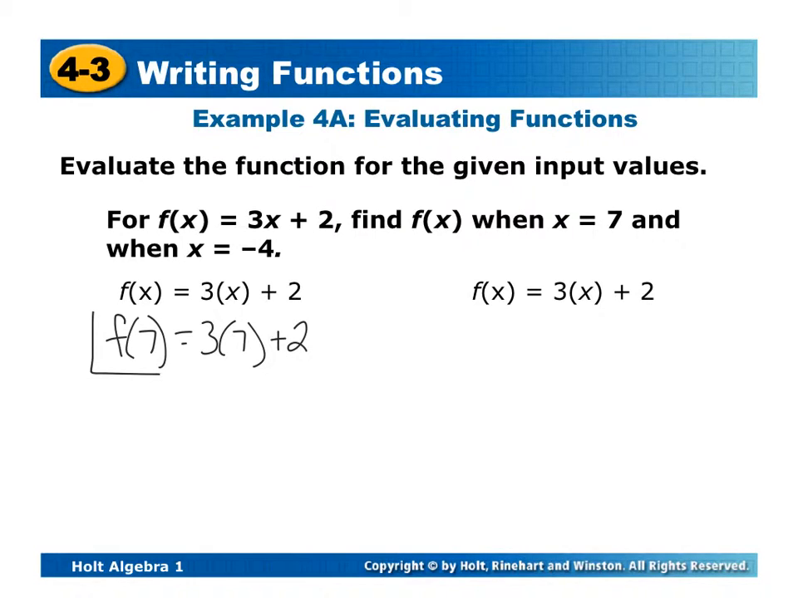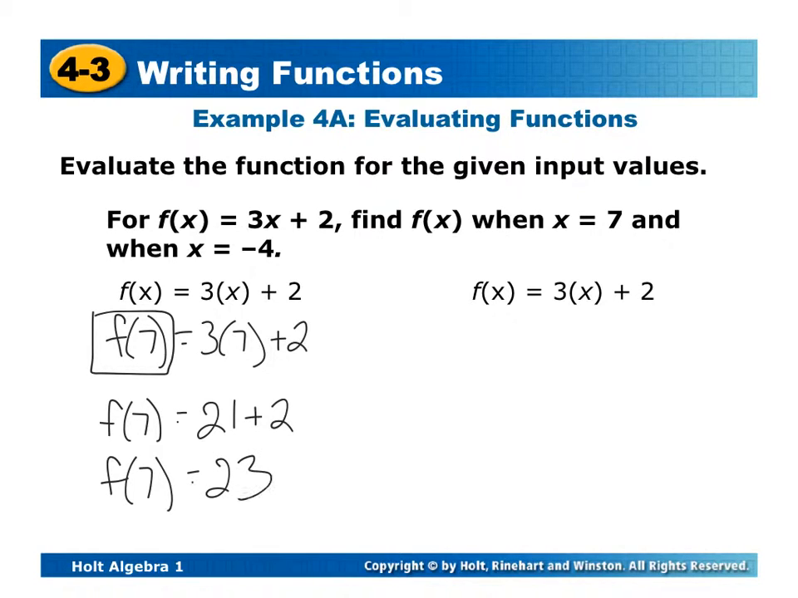Now a lot of people get confused with this part over here. With the fact that 7 got put in there, we actually just leave that. It's kind of like our y. We're just going to leave it there. That f of 7 is going to equal 3 times 7, which is 21, plus 2. So f of 7 is equal to 23. So 23 would be our output value and 7 is our input value.